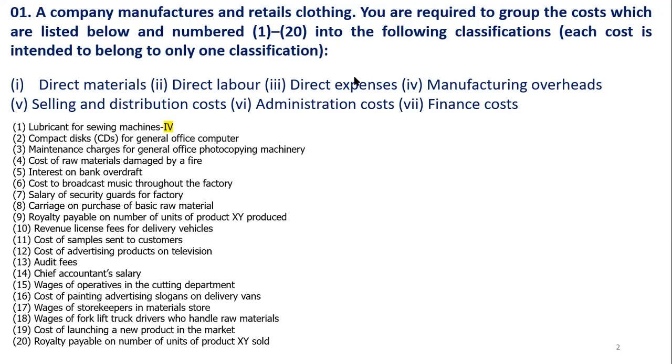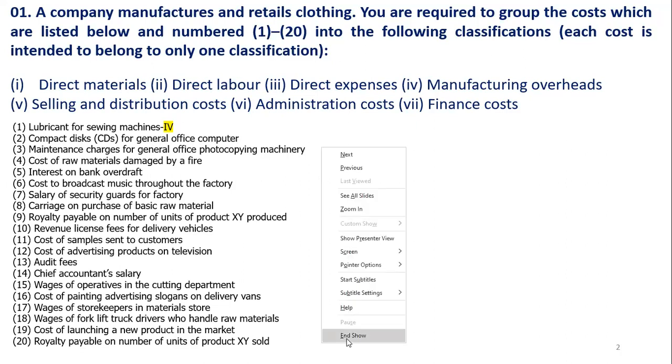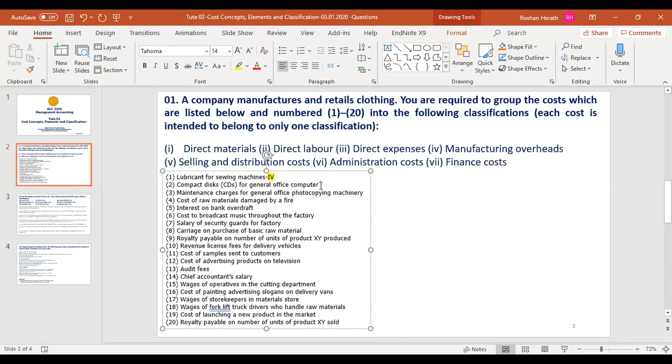Right, okay. You're done with the second one. So the answer for the second one, yes, very correct. The compact disc for general office computer. So here it mentioned the general office. So therefore, that is nothing to do with the manufacturing. Hence, it must be administration. So the second one, I can take administration. So the number is going to be 6. So I may take that number 6.